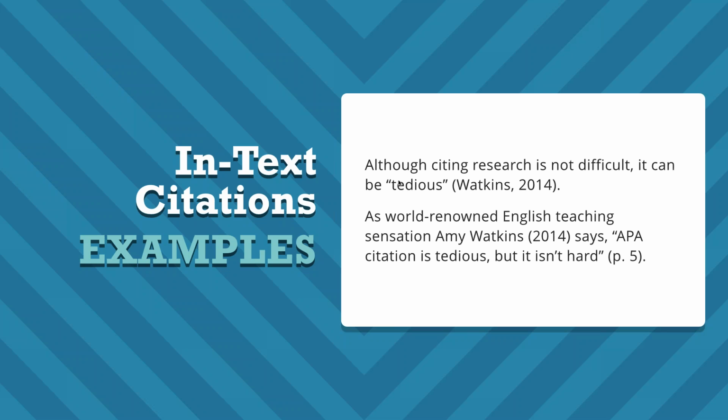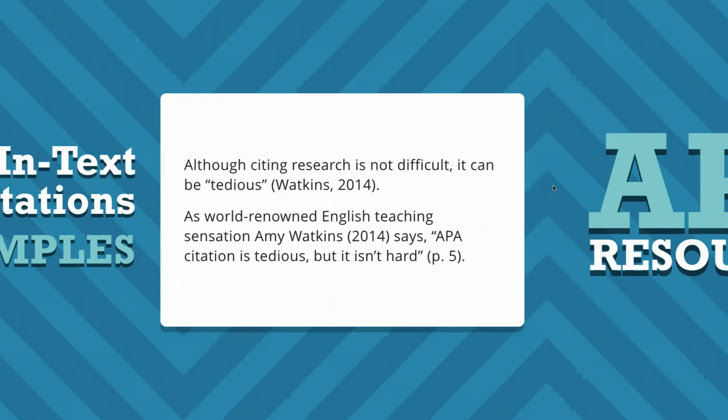Okay. So here's a couple of examples of what those in-text citations might look like. This first example is an end-of-sentence citation. An end-of-sentence citation includes both parts of the information, the last name and the year, together in parentheses. It goes before the period at the end of the sentence.